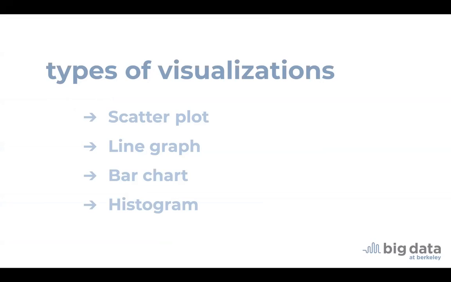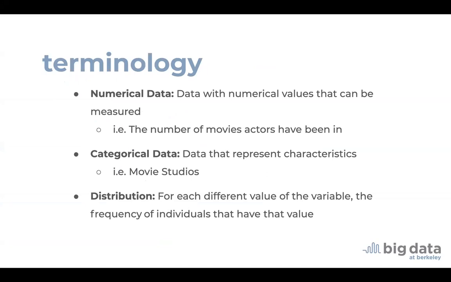So let's get started first with some terminology. I'll be using this terminology throughout today, and these are some basic terms that are useful in data science too. The first one is numerical data. This is data with numerical values, which is really anything that can be measured. I have an example here, the number of movies an actor has been in. Anything that can be measured would be numerical data. Then the next one we have here is categorical data. This data represents characteristics, and the example we have is movie studios.